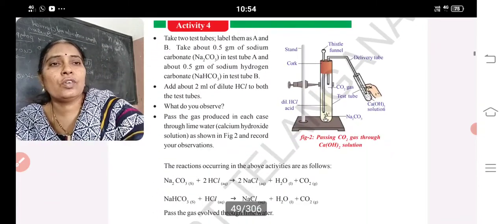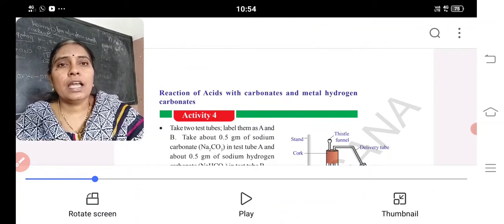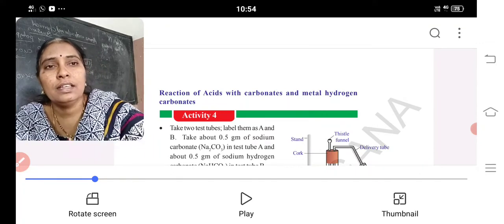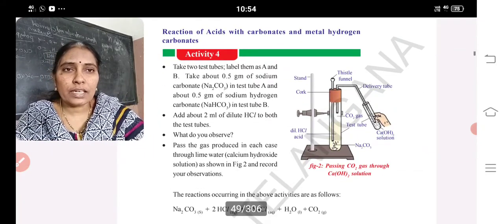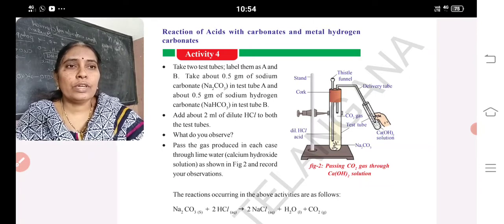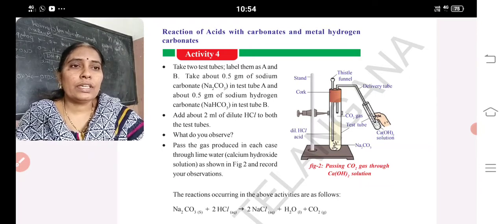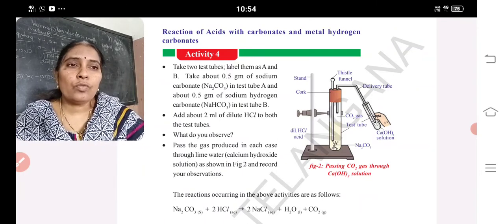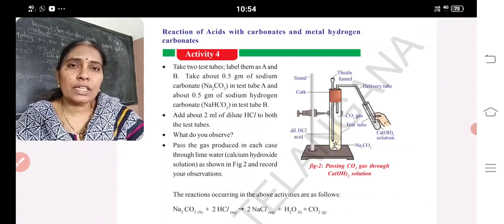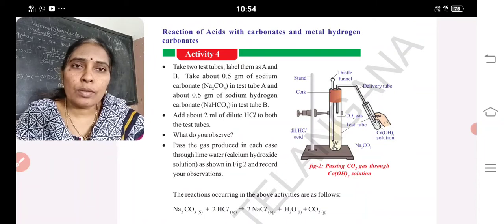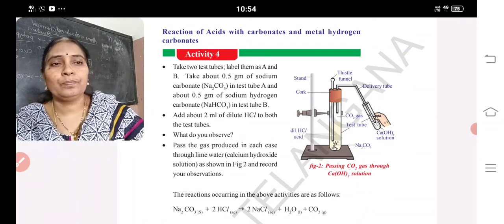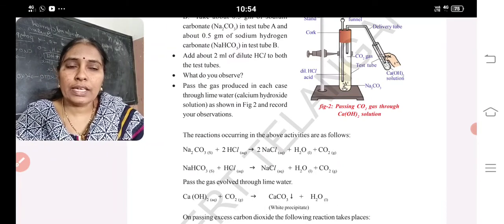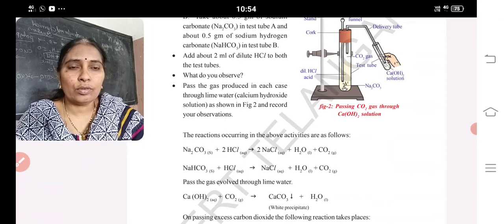Next, reaction of acids with carbonates and metal hydrogen carbonates. Most important. Maybe I gave this answer in your first FA also. We need to take sodium carbonate and sodium hydrogen carbonate. Sodium carbonate is a carbonate. To that carbonate, what are you adding? Acid. What happens when sodium carbonate reacts with the acid? It forms sodium chloride, water and carbon dioxide. Sodium bicarbonate reacts with hydrochloric acid and forms sodium chloride, water and carbon dioxide.